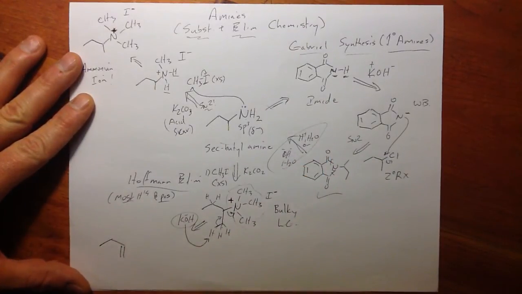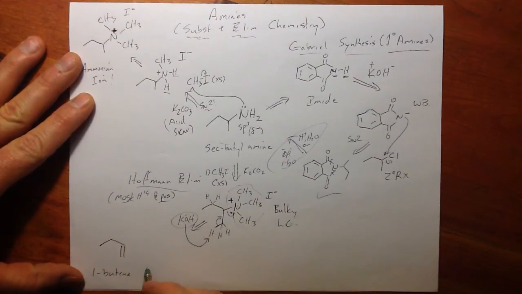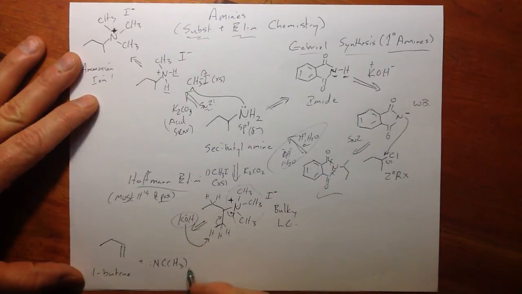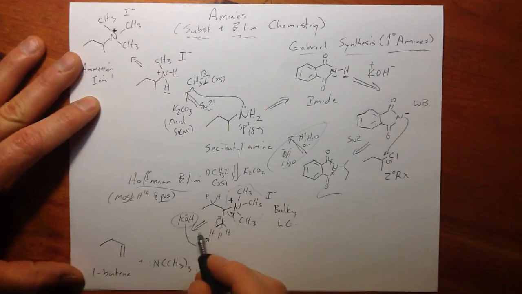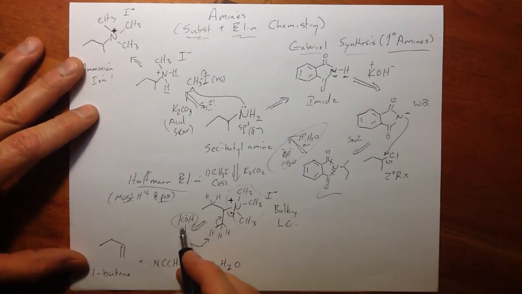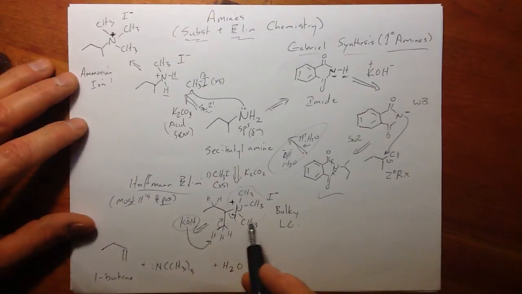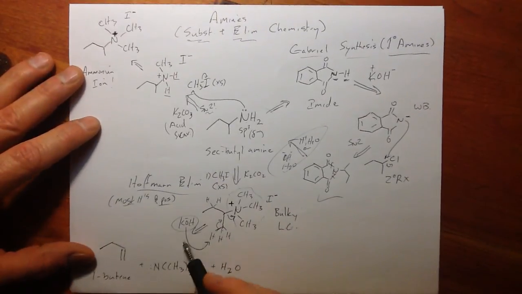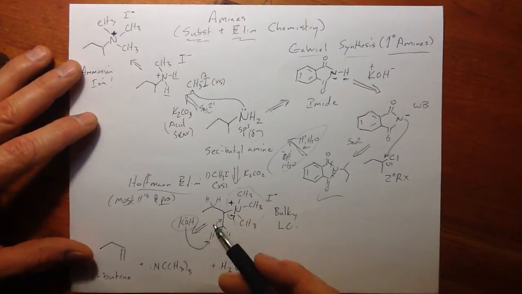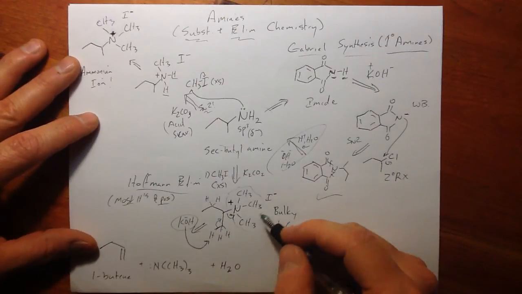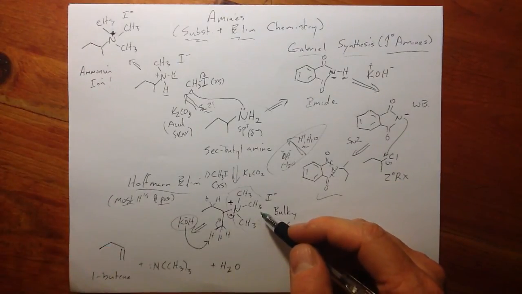We'd have a 1-butene. We'd have created, of course, our leaving group, which would have as a name N-trimethylamine, or just trimethylamine. And we'd have made water using that strong base. And again, you can have silver oxide used in the presence of these ammonium iodides with water. Silver oxide in the presence of water with these can give us a little bit of hydroxide.